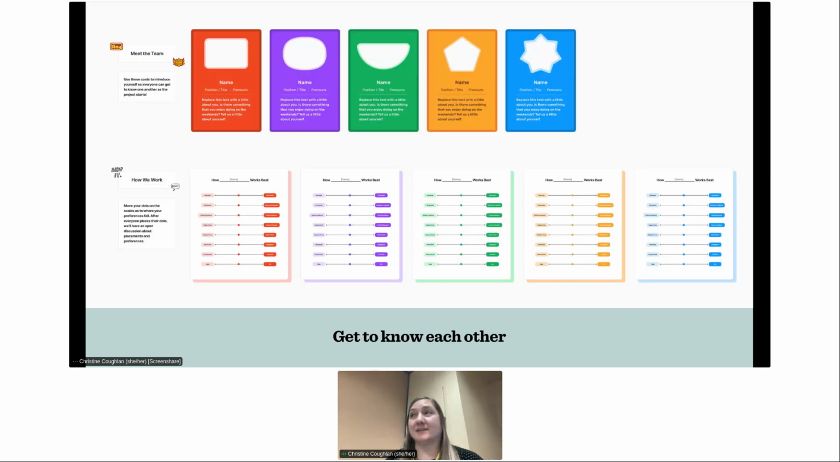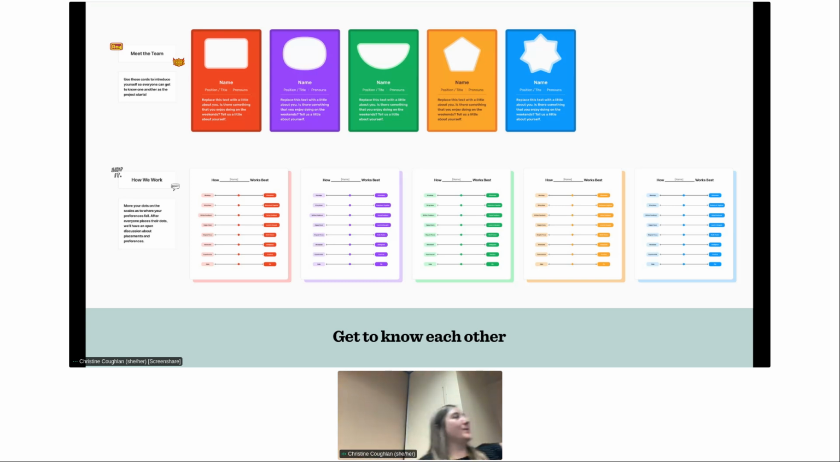The second activity that I want to share with you all is this fun activity about getting to know each other. So I love this template that my coworker and I put together at a past employer that I was at.